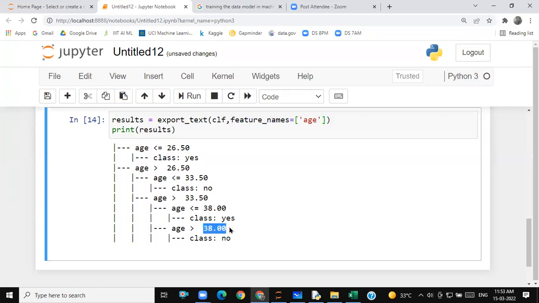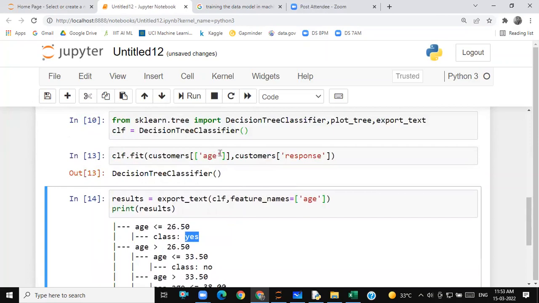So if the age is more than 38 years, the response will be no. If age is less than 38, I can't say that it is going to be yes. If it is more than 33 and less than 38, then it is yes. If it is less than 33.50, it is going to be no. And whenever it is less than 26.50, then it is going to be yes. Some rules are coming like this actually.